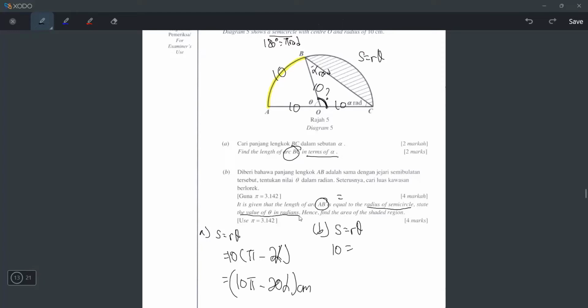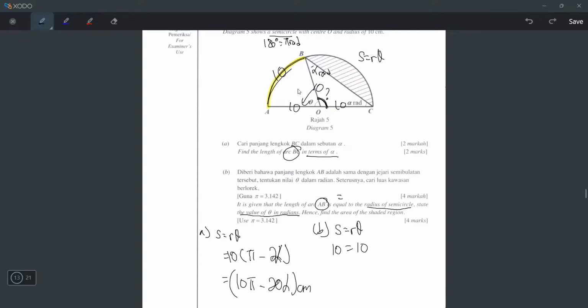State the value of theta in radian, hence find the area of shaded region. Oh, hold on. Too many things already. They want you to find theta and then find area. The area, leave that one for later. First, state the value of theta. You already know you will use the S equals r theta formula, and the S is 10, the radius also 10, and the theta is this theta, because we're talking about this arc, not the other side.